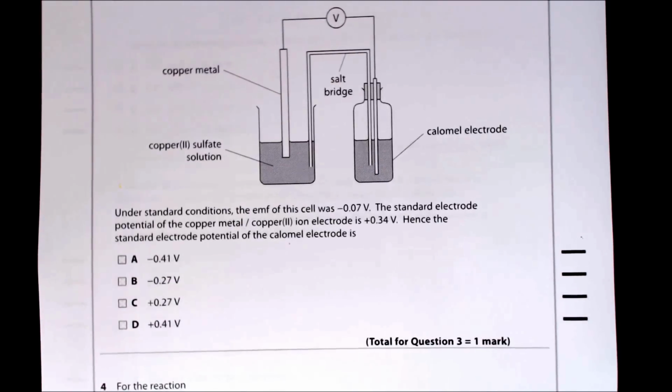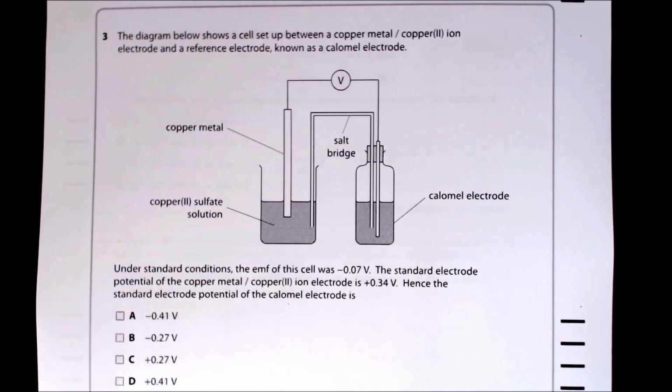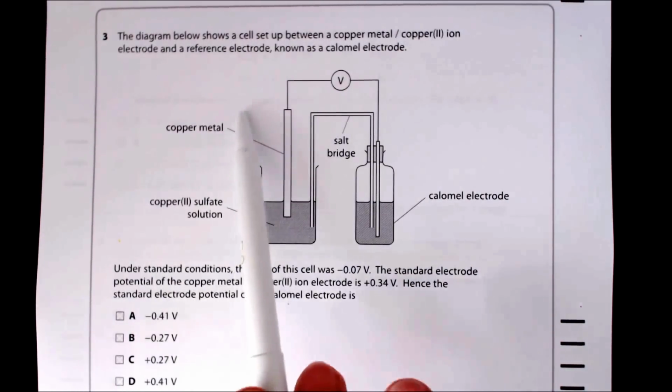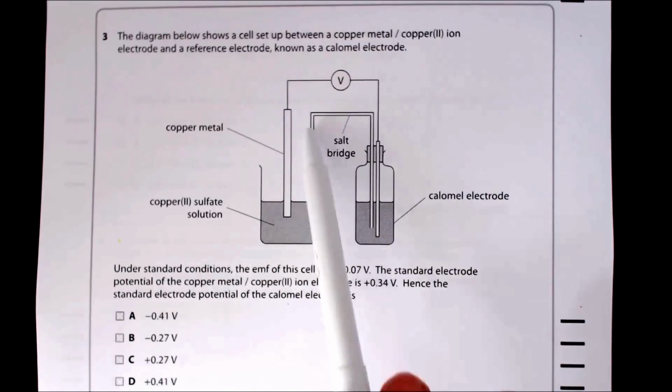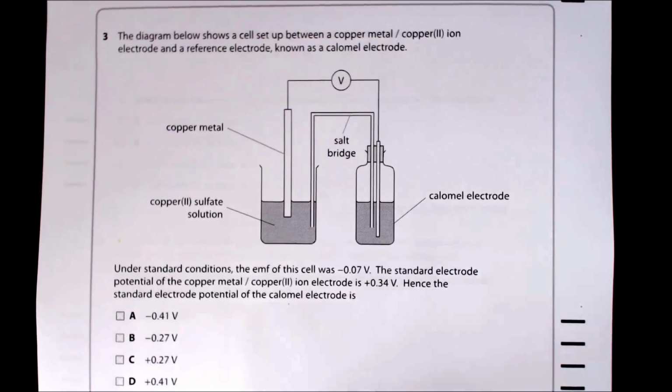Okay, so question 3 is shown as a cell. The diagram below shows a cell set up between a copper metal / copper 2 ion electrode and a reference electrode known as a calomel electrode, which is this one here. You can see we've got the copper metal, the copper sulfate solution, there's a salt bridge, a voltmeter, and there's our reference electrode. Under standard conditions the EMF of this cell was -0.07 volts.